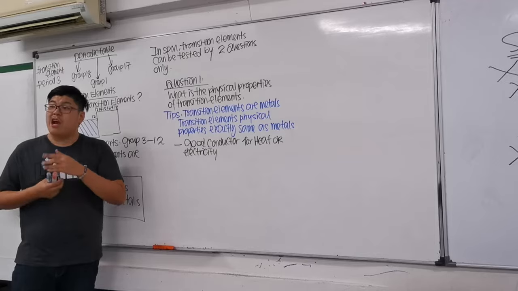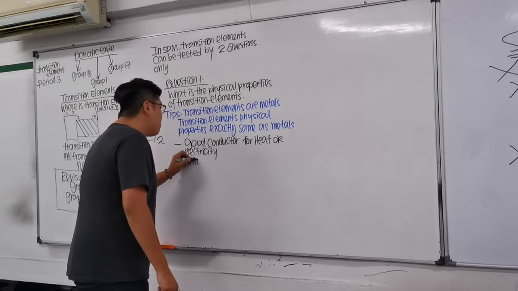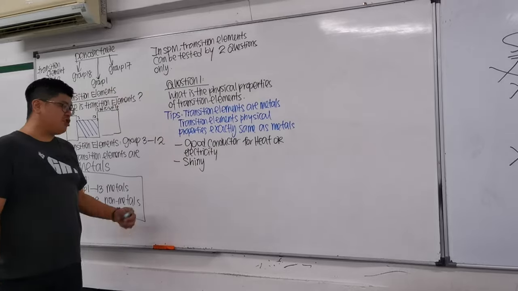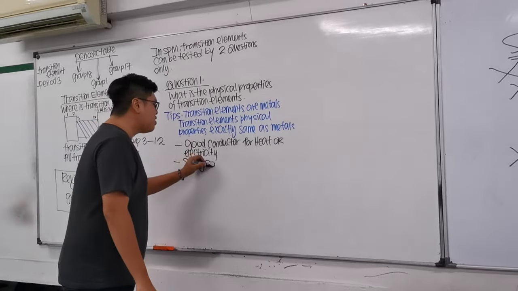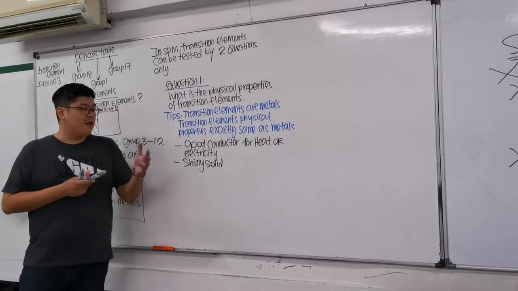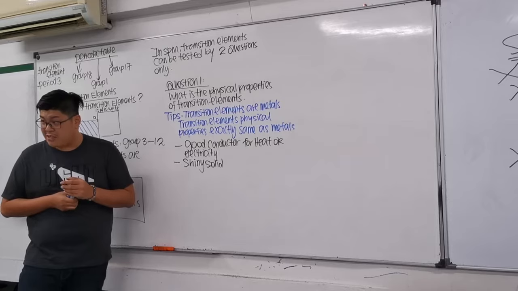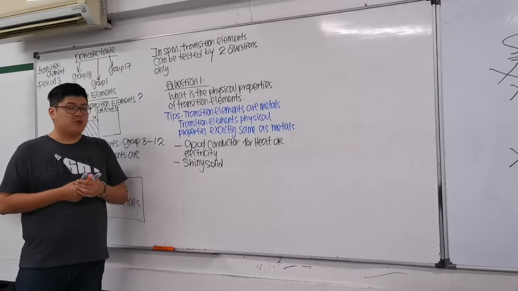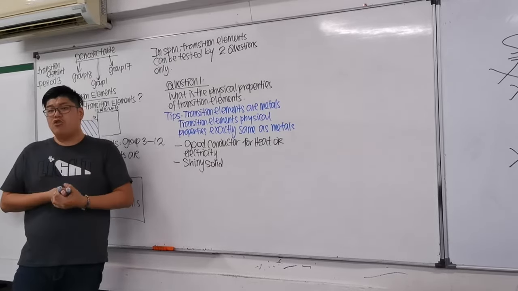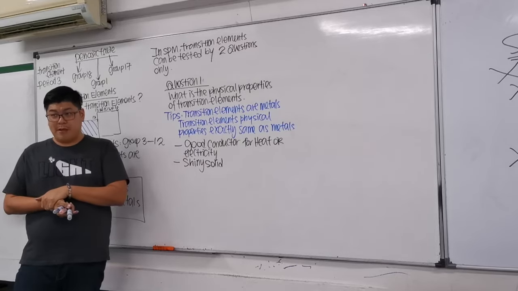Shiny surface. Fantastic. Metal is shiny. And metal is a shiny solid, for your information. Most of the metals are solid except one, mercury. But mercury is not in your syllabus. That's why it's okay for you to assume your metal is solid. Understand? One more. What else do you know about metal?